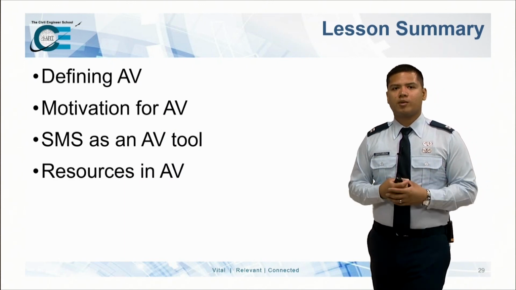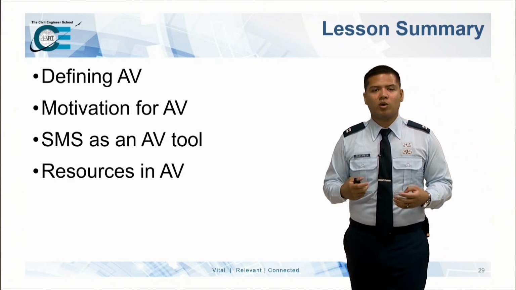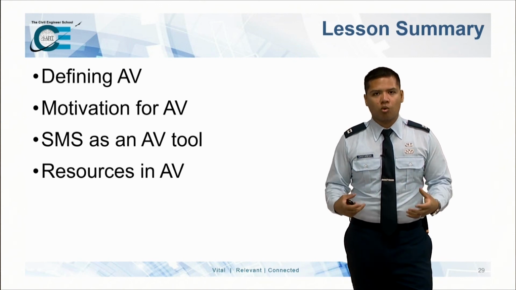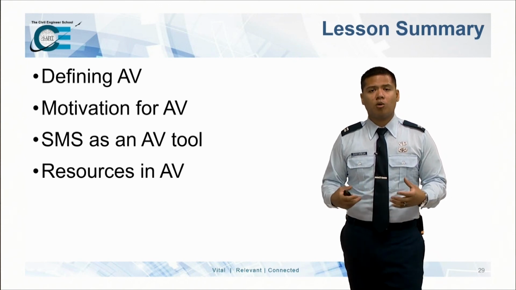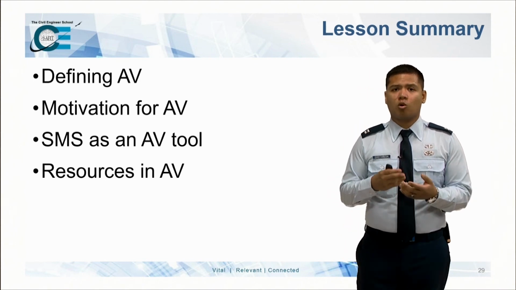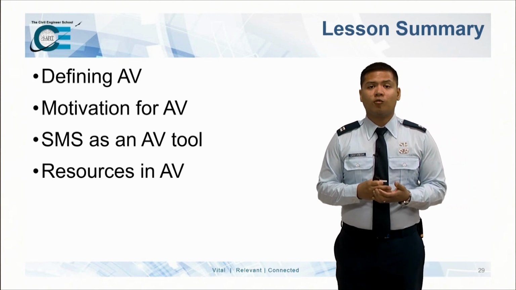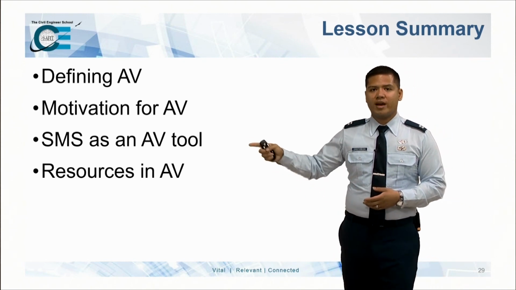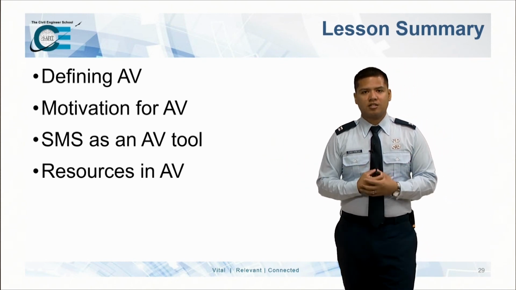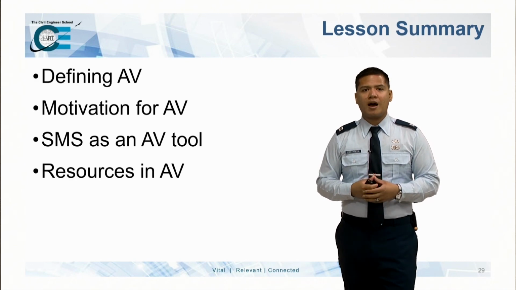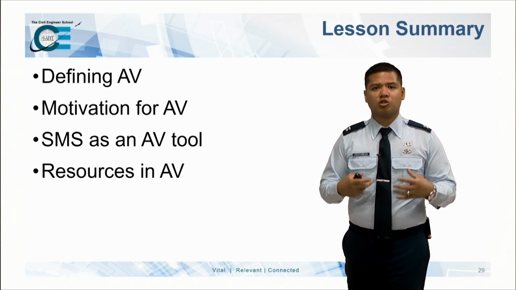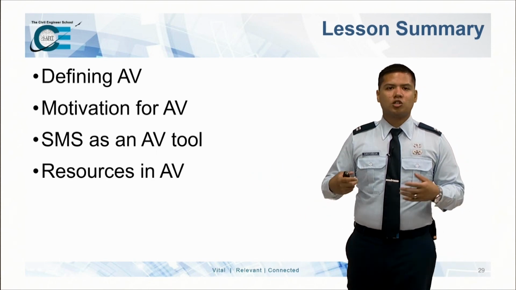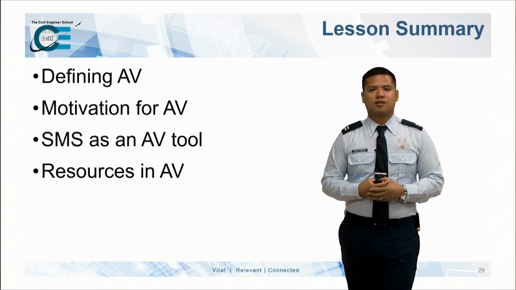Here's what we talked about in this lesson. We defined what asset visibility is. We talked about the why. Why is it important for us to know about asset visibility? What are some of the questions that we can answer if we have this information? We talked about how sustainment management systems are used as an asset visibility tool, how our inventory is structured using Uniformat 2, and then we finished off with some resources for asset visibility.